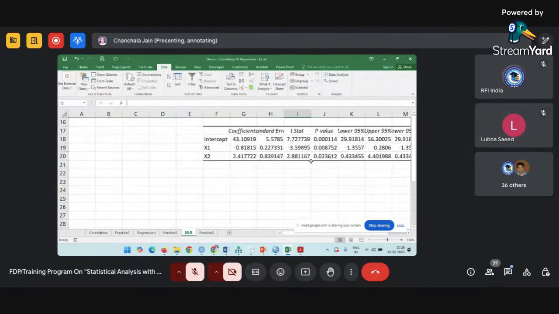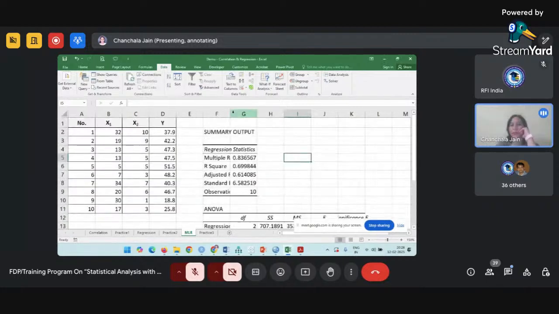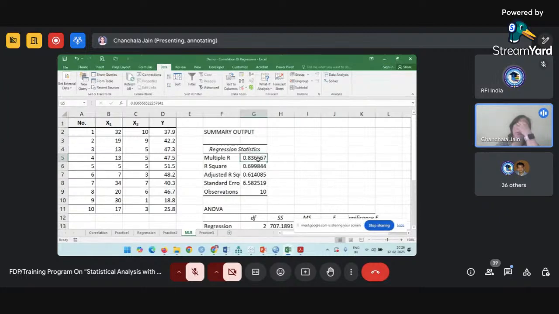So now you can find the same type of statistics we are getting in case of multiple regression also. This is indicating that the multiple R or the correlation is coming as 0.836. That is again the strong positive correlation between the variables.